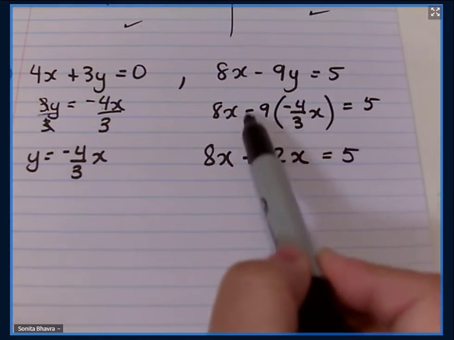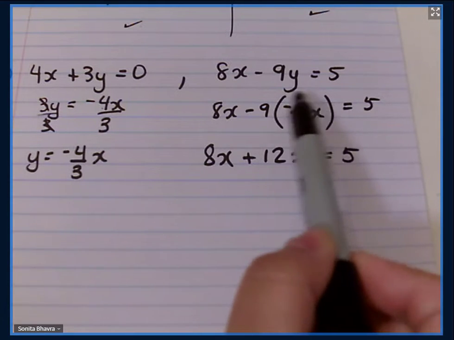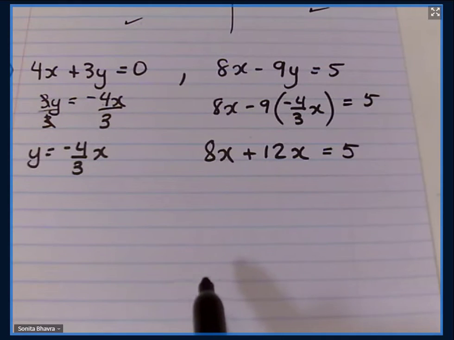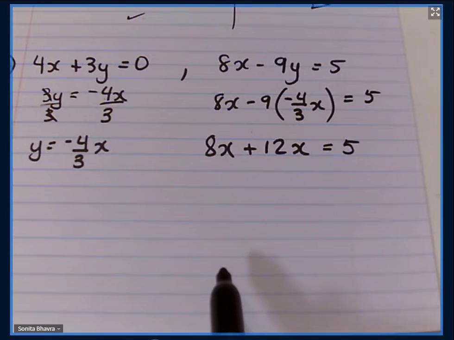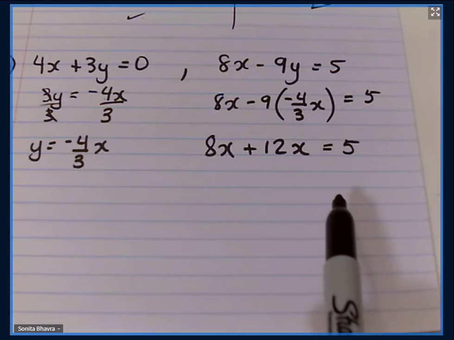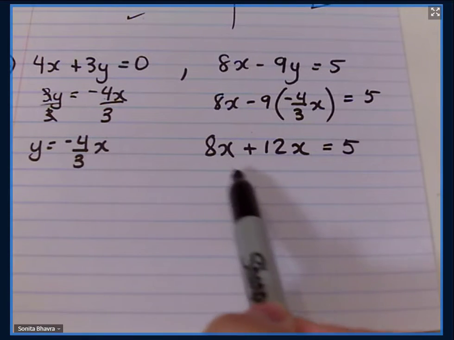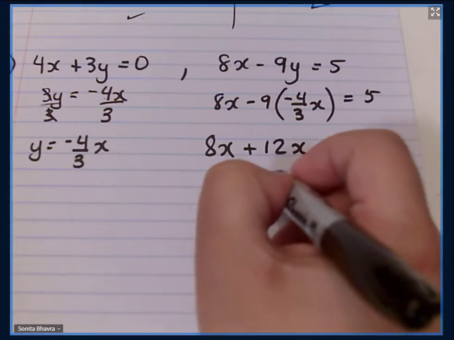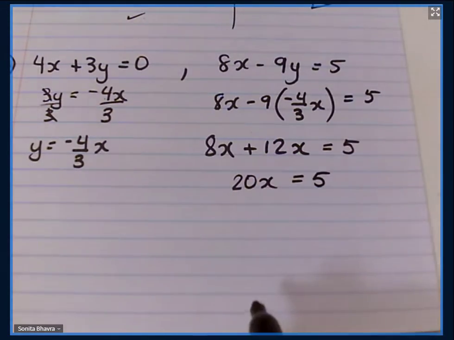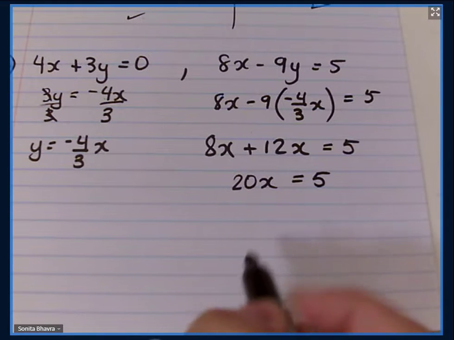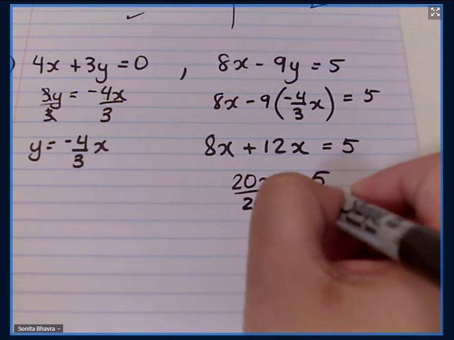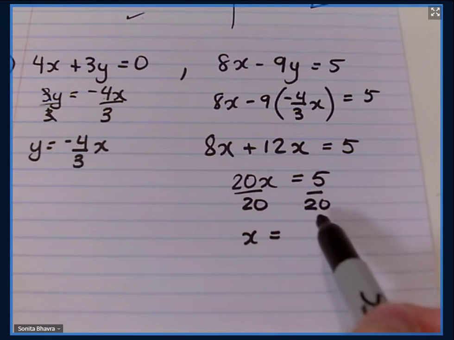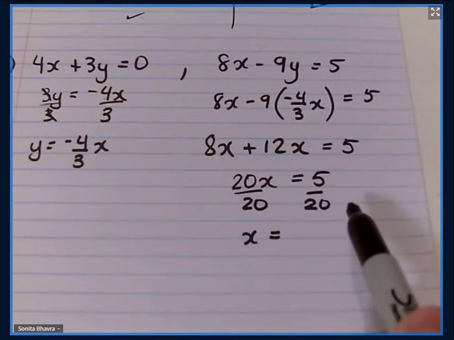For this part, negative 9 times negative 4 over 3, make sure you just put that into your calculator and you'll get 12x. So now we're left with 8x plus 12x equals 5. We can combine these like terms. 8x plus 12x gives me 20x. So 20x is equal to 5. Then I'm just going to have to divide by 20 on both sides, and x will be equal to 5 over 20. I'm going to reduce that to 1 over 4.